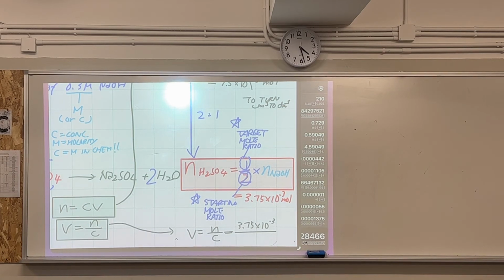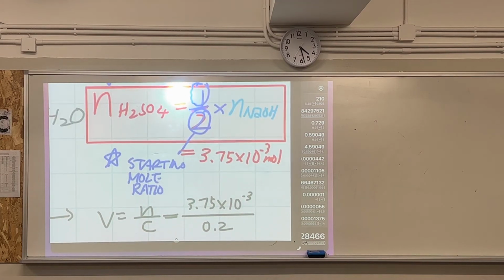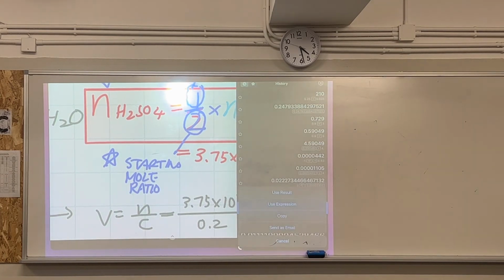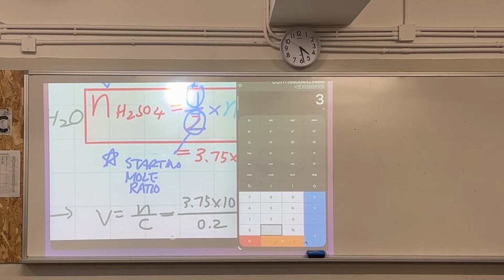According to the question, 0.2. Yeah, but don't be so happy. When you get the answer, what unit is it in? The unit is in dm³, the one straight from the calculator. How do you convert that to cm³? Times 1,000. So type it all on the calculator. So this is the answer, 18.75.